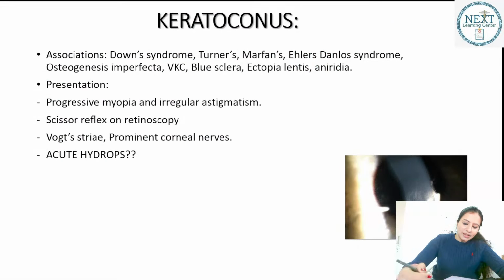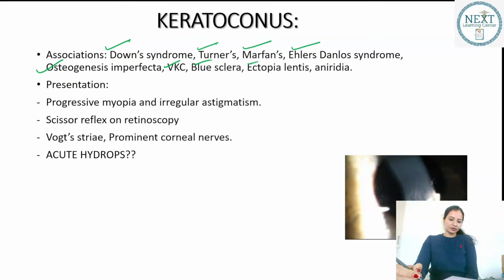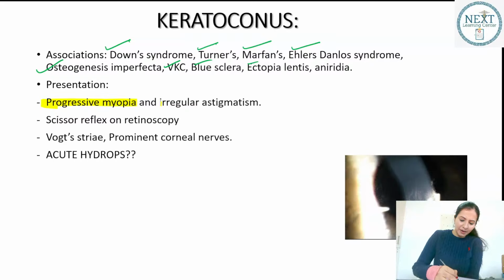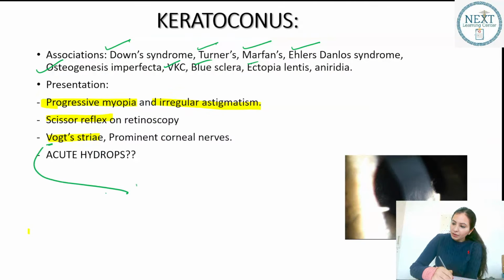Keratoconus, what is the association? Associations include Down, Turner, Marfan's, Ehlers-Danlos, osteogenesis imperfecta, VKC, blue sclera, ectopia lentis. Presentation, repeatedly asked, very important. The patient will have progressive myopia and irregular astigmatism. Scissor reflex, Vogt striae. Now what is Vogt striae? Vogt striae are these vertical.